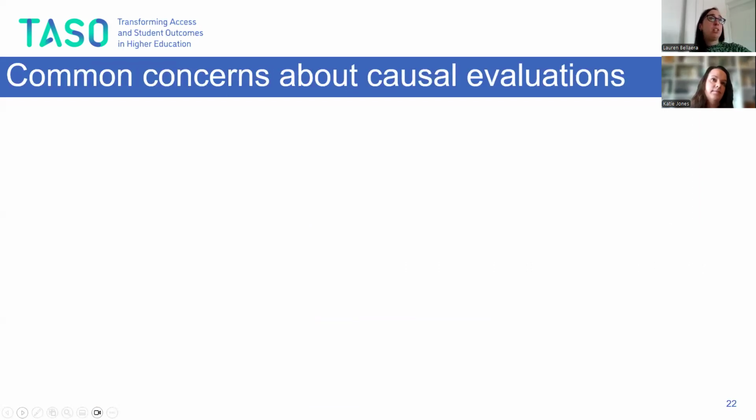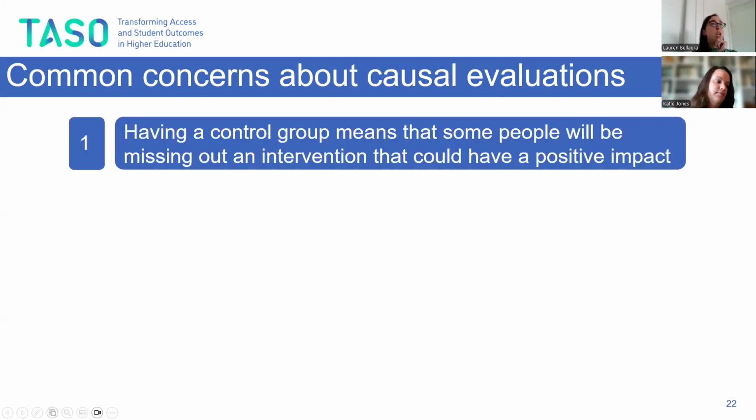Okay, so what I'm going to do now, before handing over to Katie, who will talk through some more of the practical elements, is reflect on the feedback we received from the consultation. These were common concerns about causal evaluations, and in total there are five. I'm going to go through each in turn and give some initial reflections and solutions.